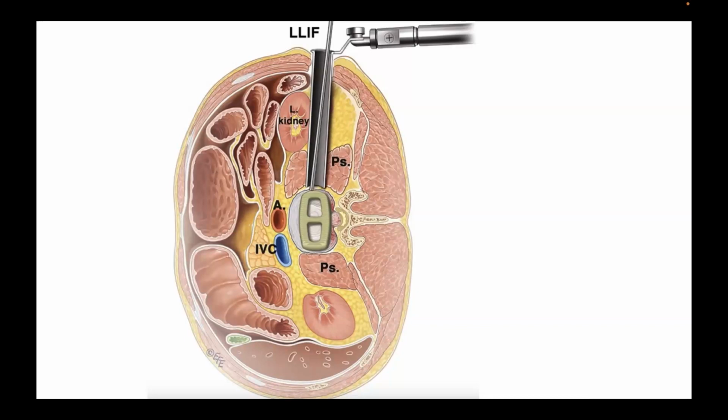After dissecting the muscles, we will be directly reaching the lateral part of the disc space, and after marking the level, tubular retractors are placed at this level.